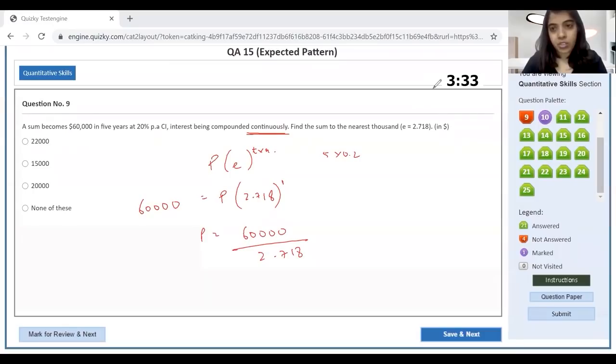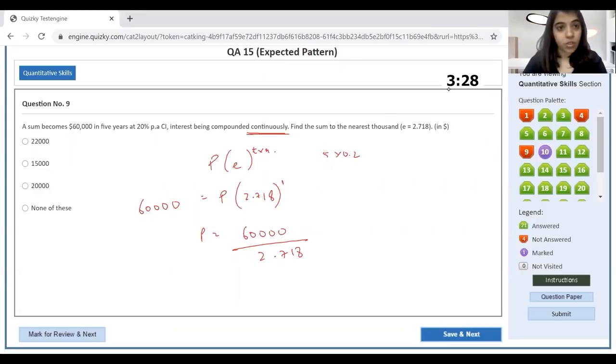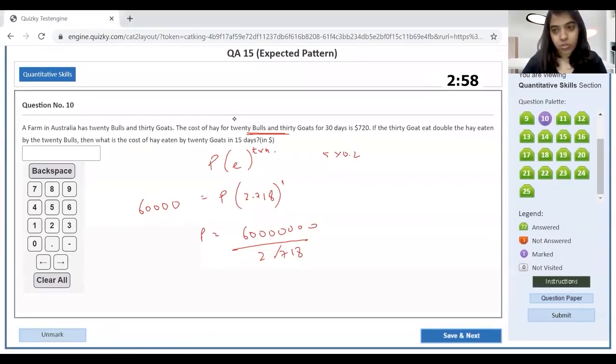Let's open a calculator here. Turns out we don't have a calculator. Let's just try to do it from our own. Let's do it through a calculator. 60,000 divided by 2.718. The answer is 22,075. So answer is 22,000.